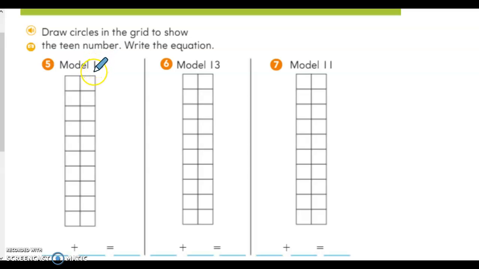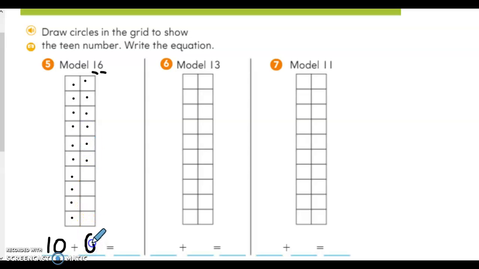So 16 has how many tens? 1 ten and 6 extra ones. Okay, so this is set up that this is kind of like a 10 frame on its side. 1, 2, 3, 4, 5, 6, 7, 8, 9, 10. So that's my 1 ten. I'm going to write that right here. 1 ten. How many extra ones? 6. 1, 2, 3, 4, 5, 6. And we write that down here.